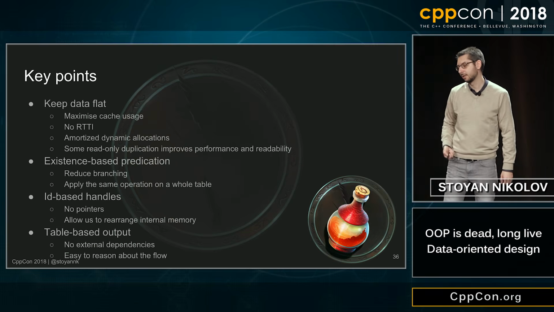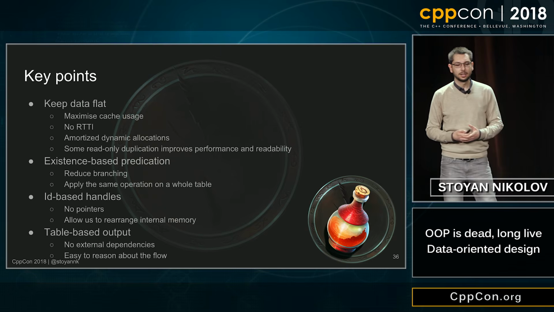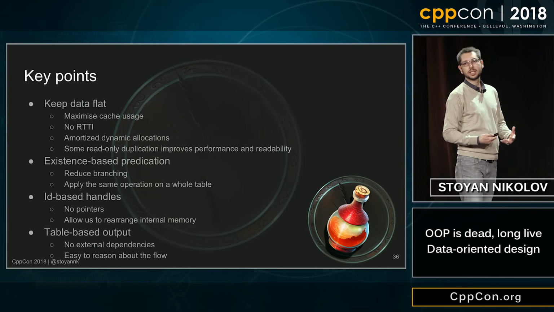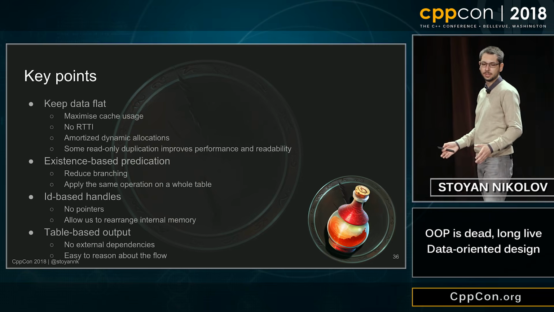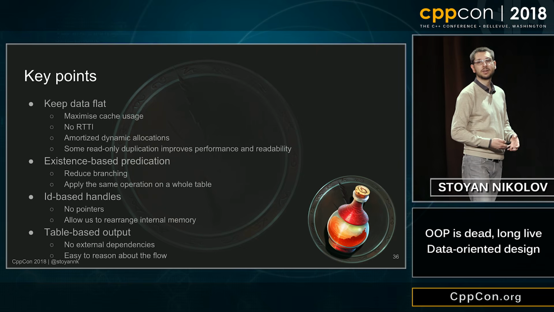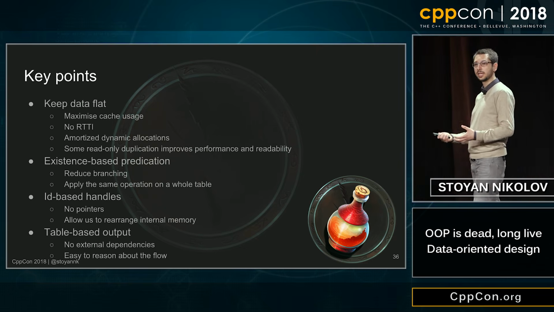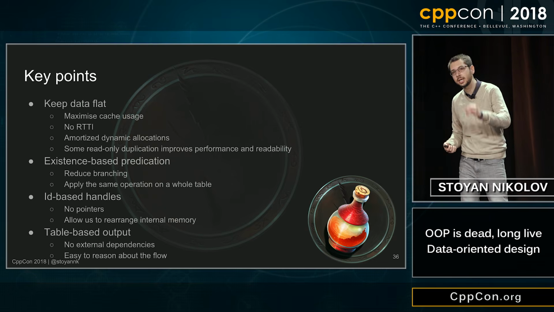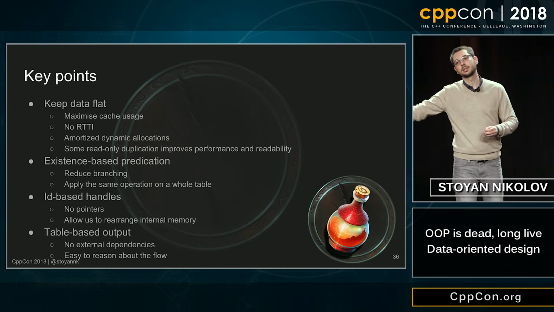So the key points of data-oriented design: try to keep your data flat. Try to use existence-based predication to get rid of state all over the place. Try to use ID-based handles to reduce the pointers and to simplify the lifetime of your objects. And try to use table-based output, because this table-based output will actually be the input for the next thing down the pipeline.